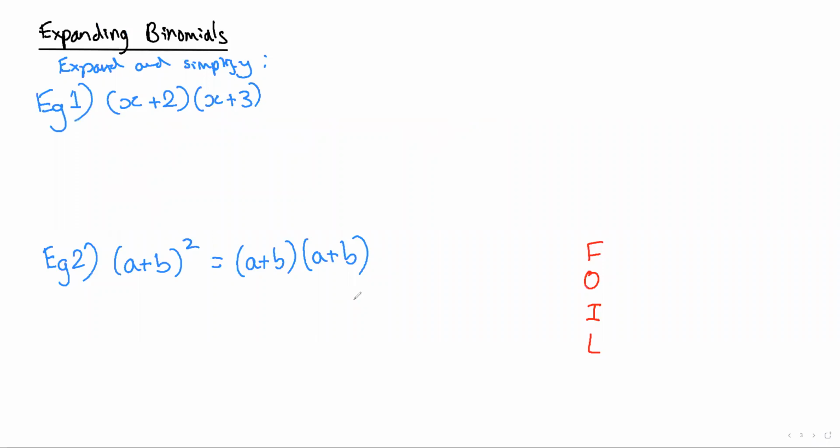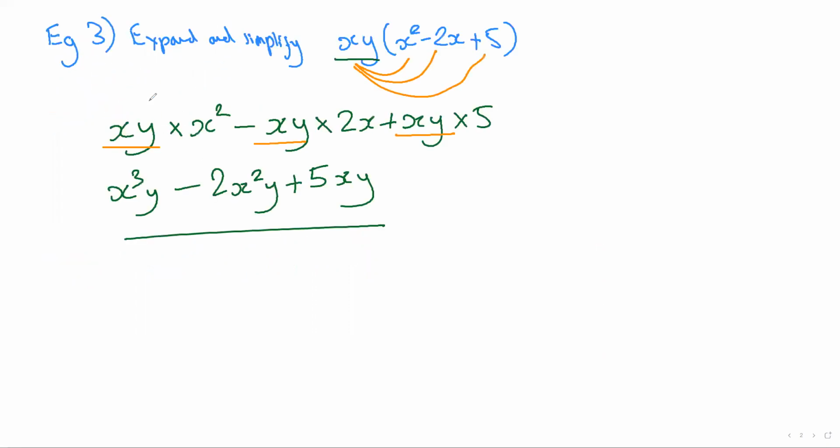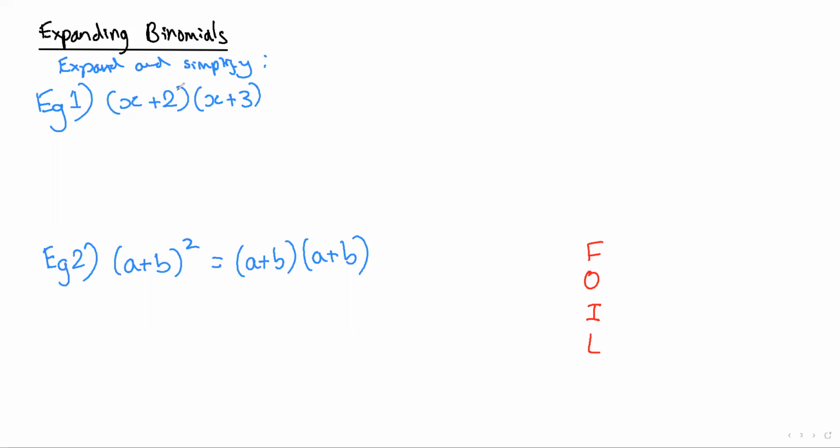Okay, now let's look at expanding binomials. So now we don't just have one term at the front. We have this. It's a binomial at the front. So in a similar way, what we do is we multiply each of the terms at the front, each of the terms here with this first term, and then each of the terms of the second term.